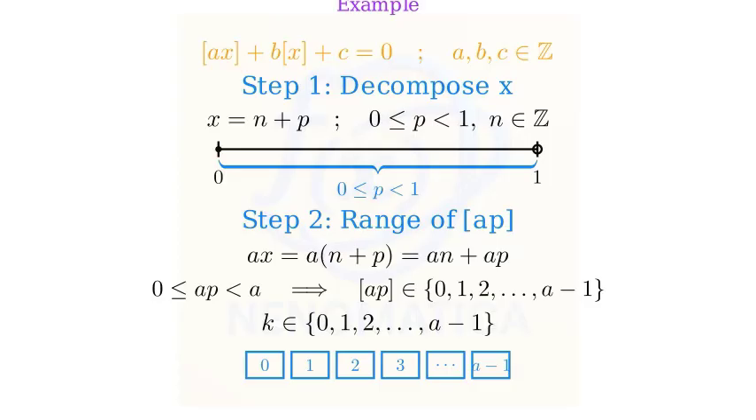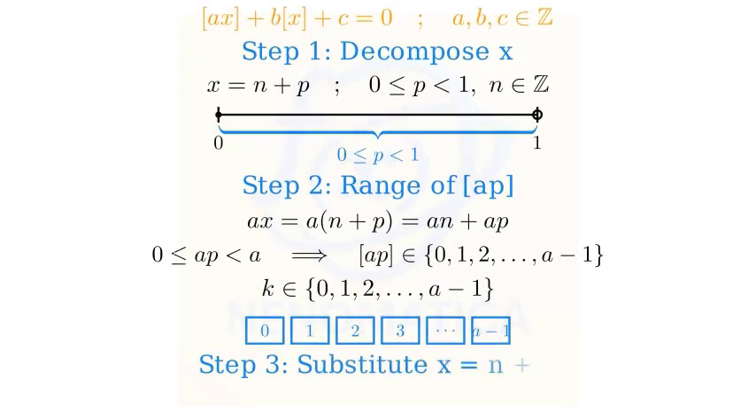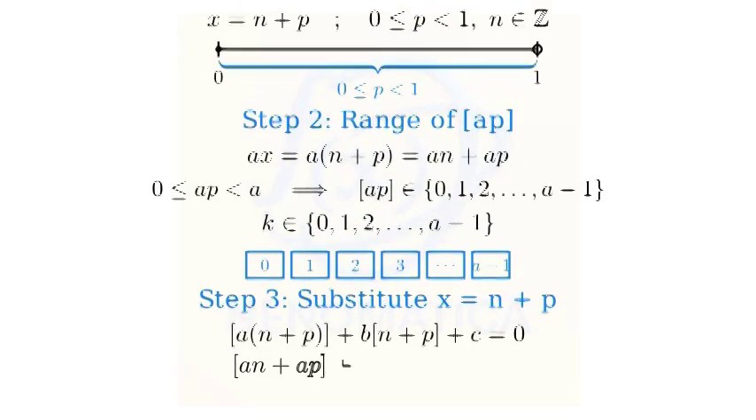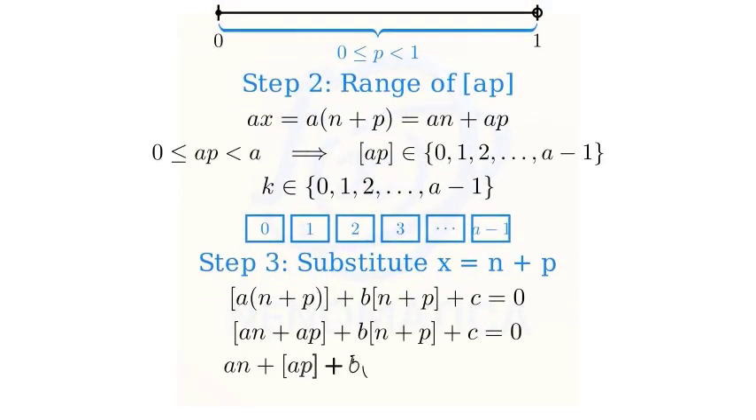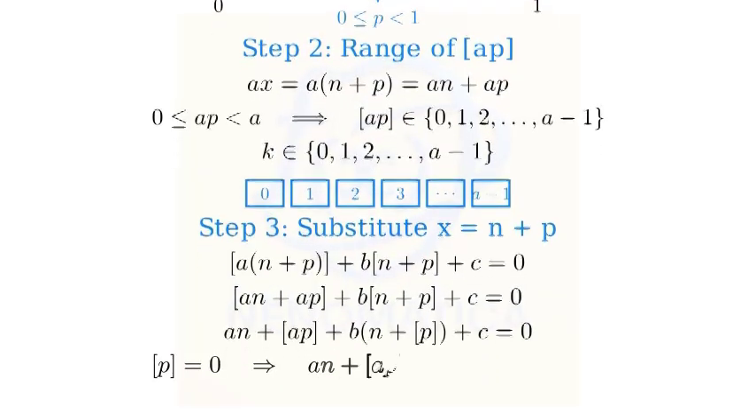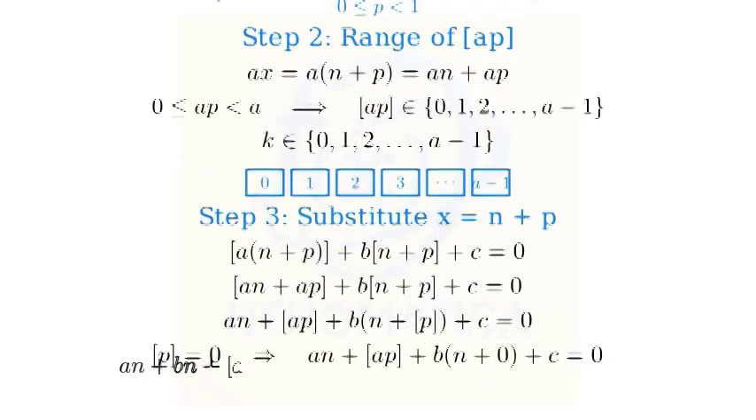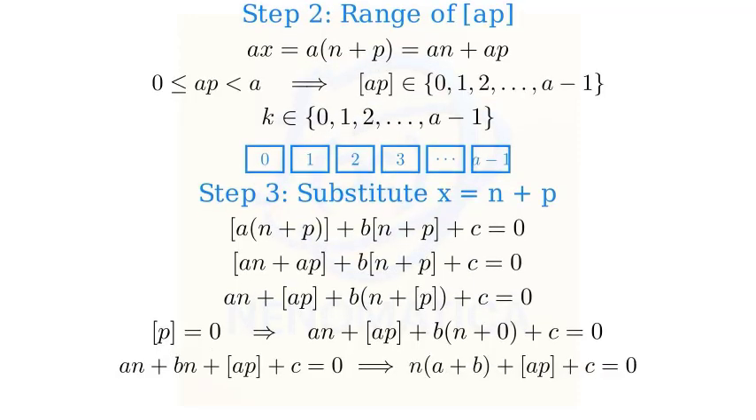Step 3. We substitute x = n + p back into the original equation. Start with [a(n + p)] + b[n + p] + c = 0. Because an and n are integers, they come out of the floor. And since p is between 0 and 1, the floor of p equals 0. Therefore, the equation becomes n(a + b) + [ap] + c = 0.